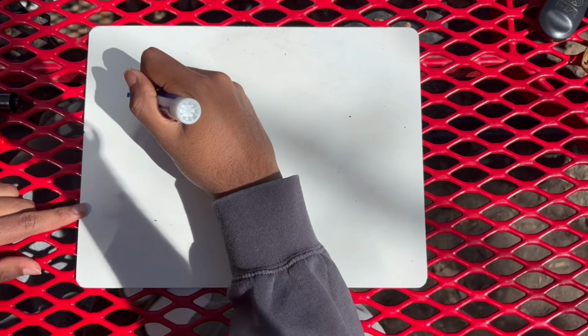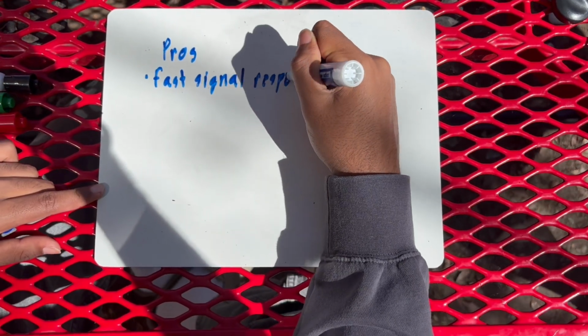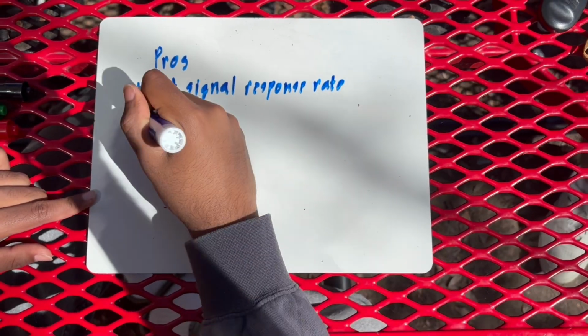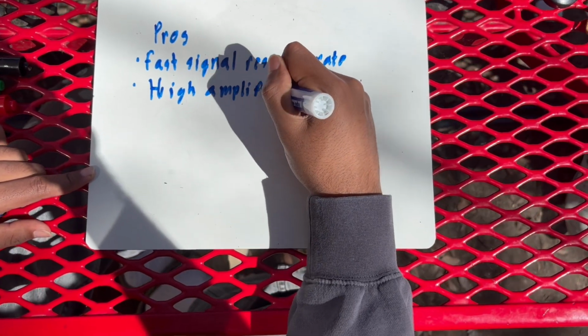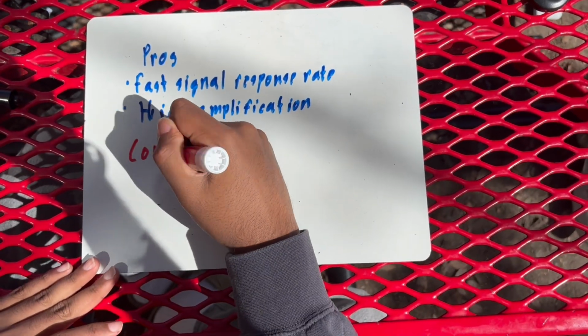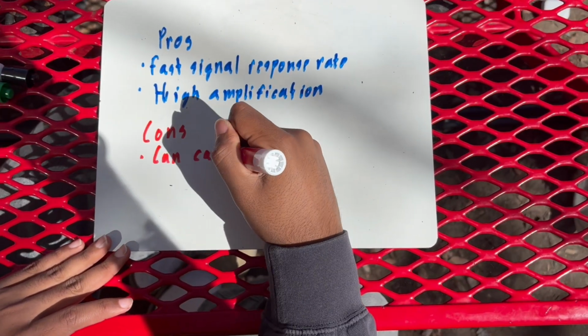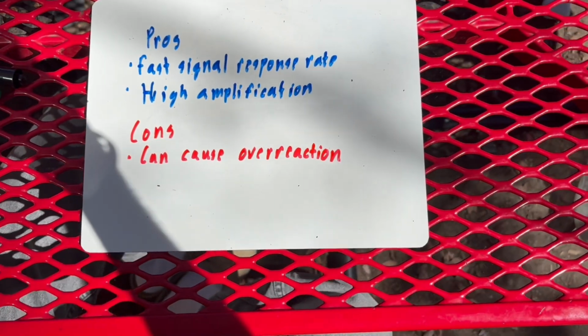Let's go over the pros and cons of this pathway. The advantages of our pathway is that it has a fast signal response rate, allowing for your body to quickly react to scary dogs. It also has a high amplification rate, meaning that one adrenaline signal will cause many more secondary messengers to activate a reaction. However, one disadvantage to that is it can cause an overreaction, leading to a dangerously high heart rate.